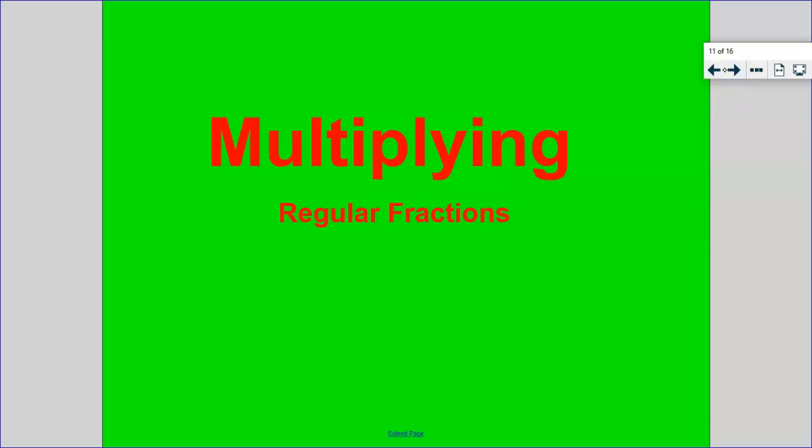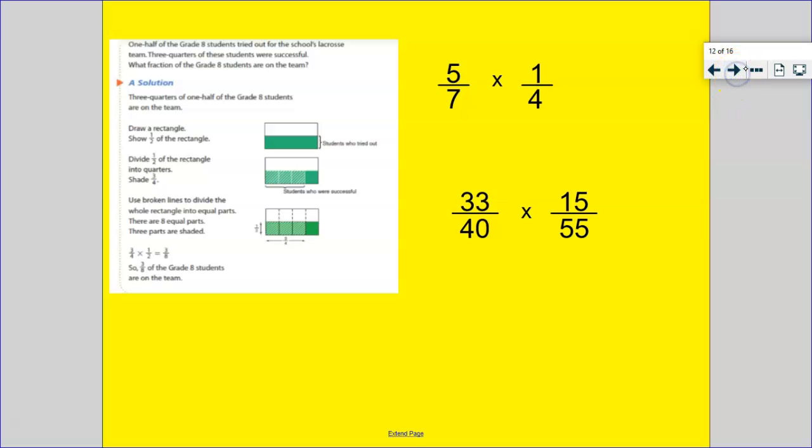Okay, let's do multiplying just with regular fractions here. So here's a grid. 1/2 of the grade 8 students tried out for the school's lacrosse team. 3/4 of, multiply, these students were successful. So what fraction of the grade 8 students are on the team?